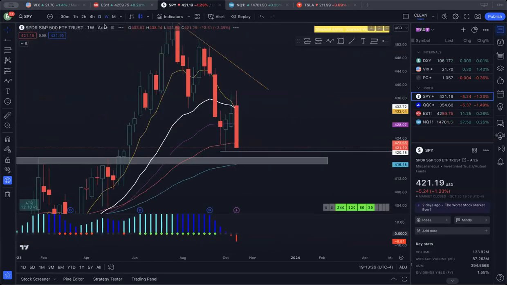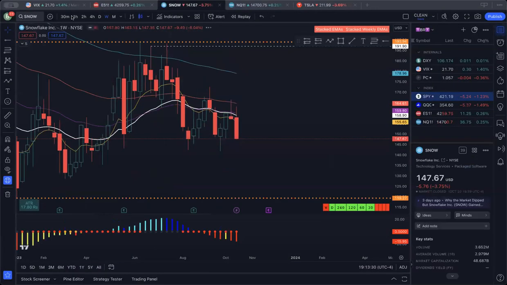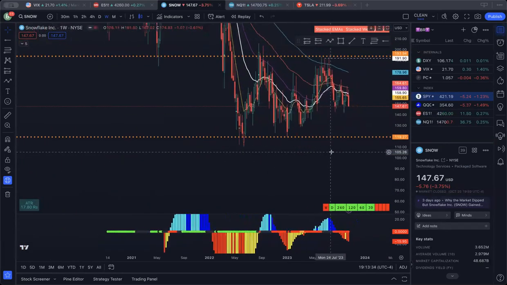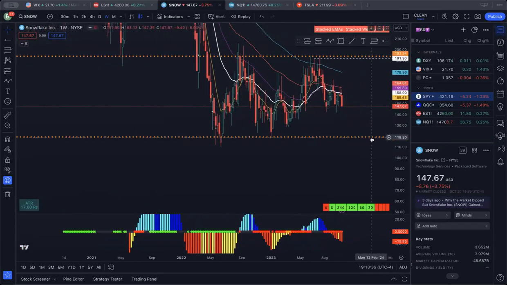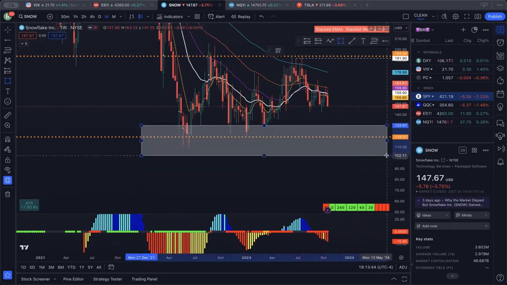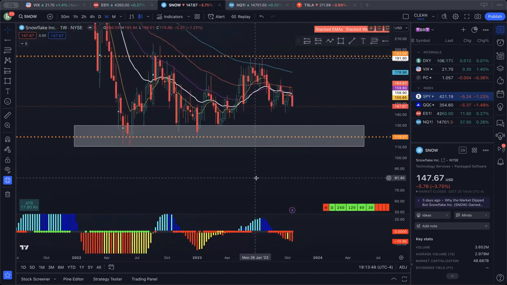Now, if we get some continued downside, one of the names that I'm paying attention to is Snow. This one looks really bearish. It looks like we could probably head back down to 120 and retest this demand zone that we bounced off of every time. And notice how many times we bounced off it. So it may be likely we could break it at some point here.